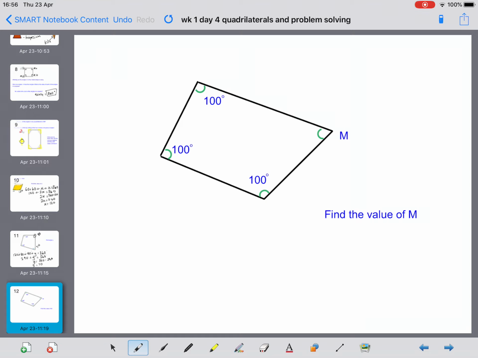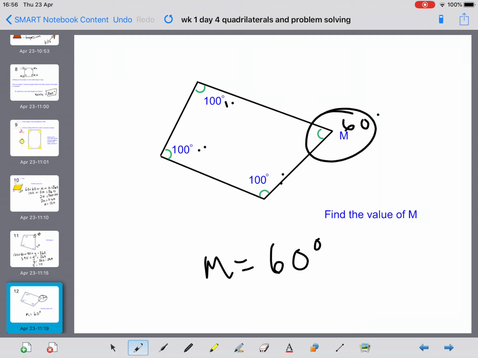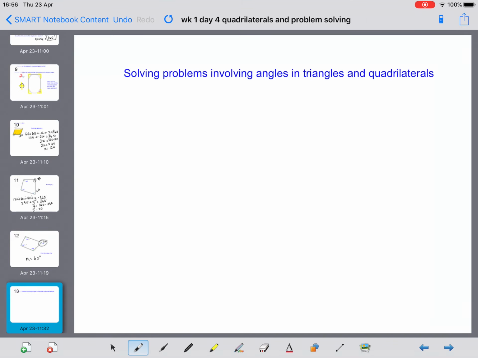Cool. Find m. That could not be easier. You don't even need to pause the video, but if you do want to, pause the video. Okay, remember the angles of a quadrilateral add up to 360. So you've got 100, 200, 300, so the missing one, m, is 60 degrees. Could not be more straightforward.